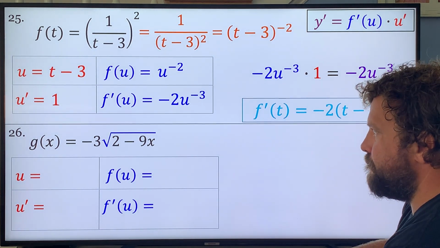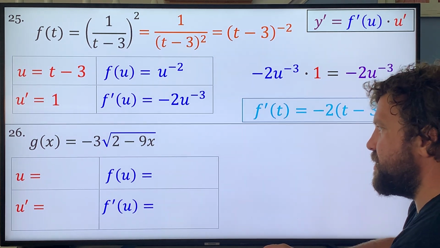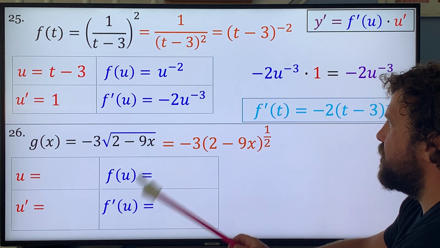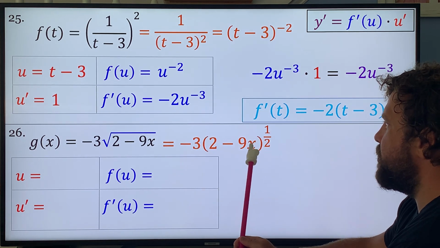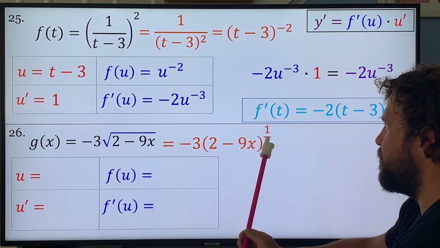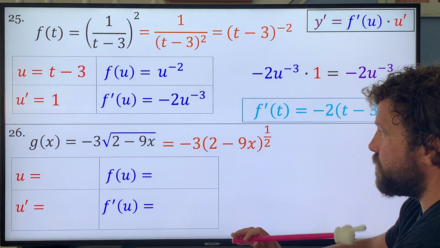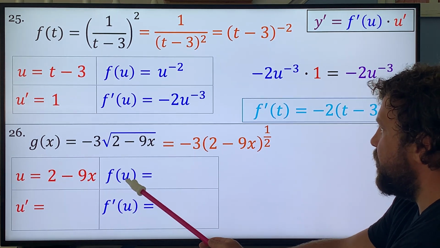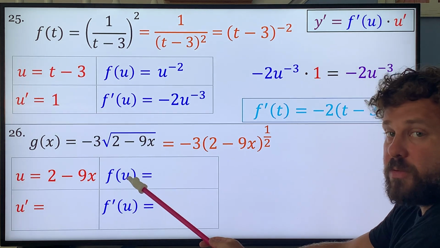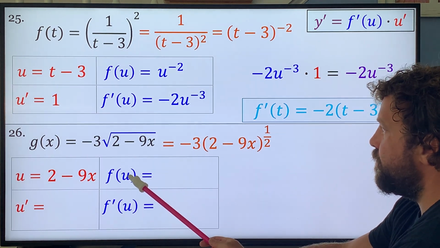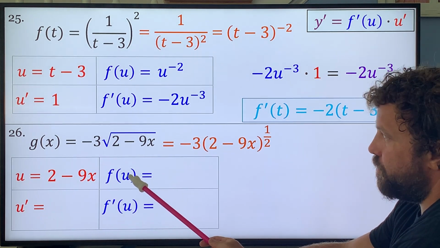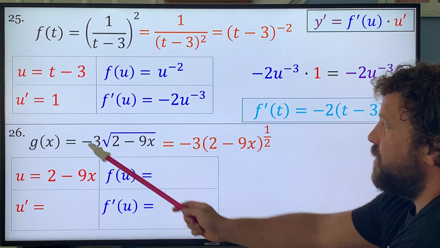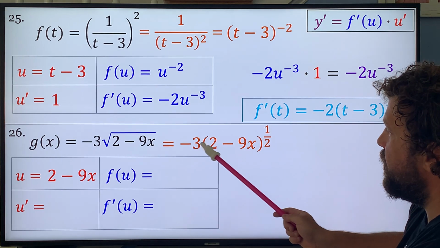All right. Problem 26. Negative 3, 2 minus 9x to the 1/2. All right. U is 2 minus 9x. F of u is what? What is it? Negative 3u to the 1/2.